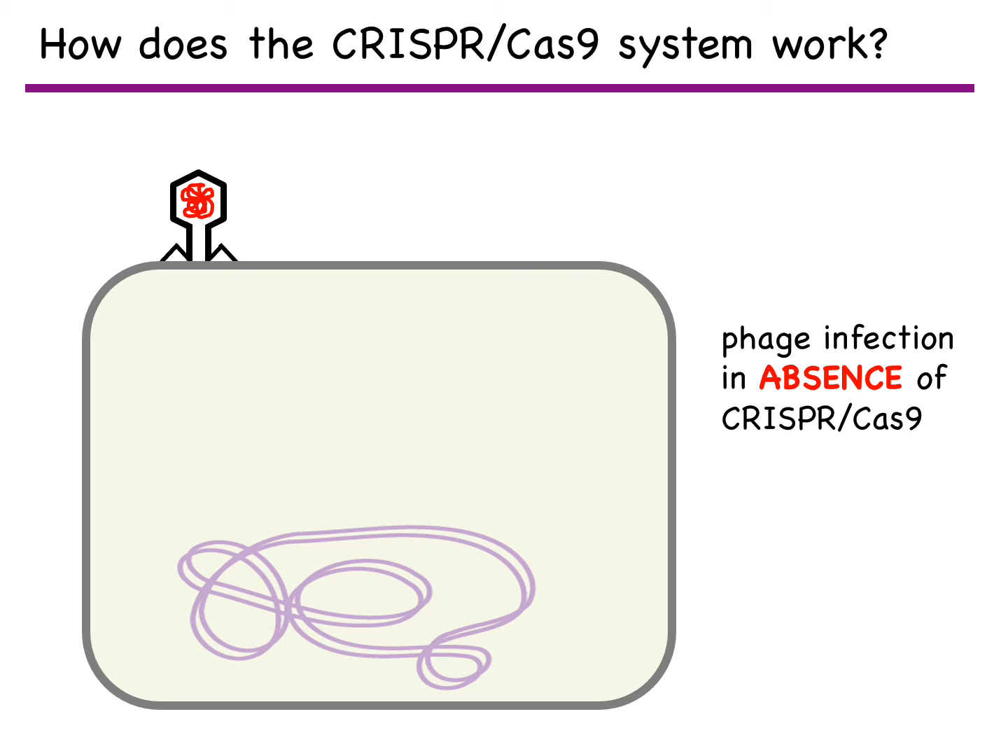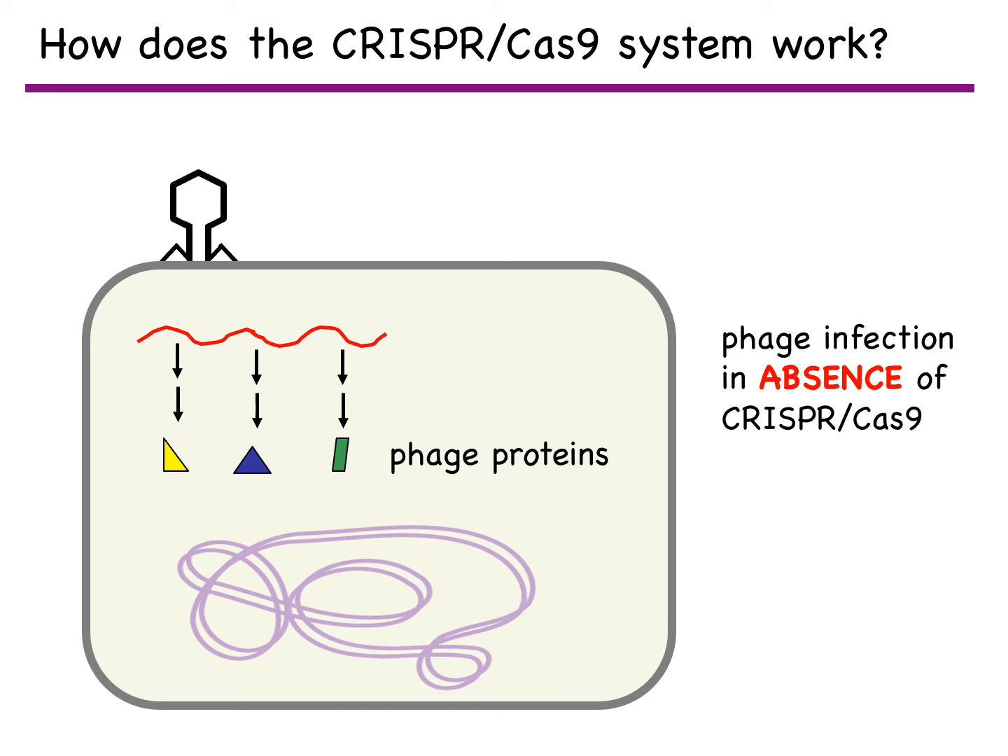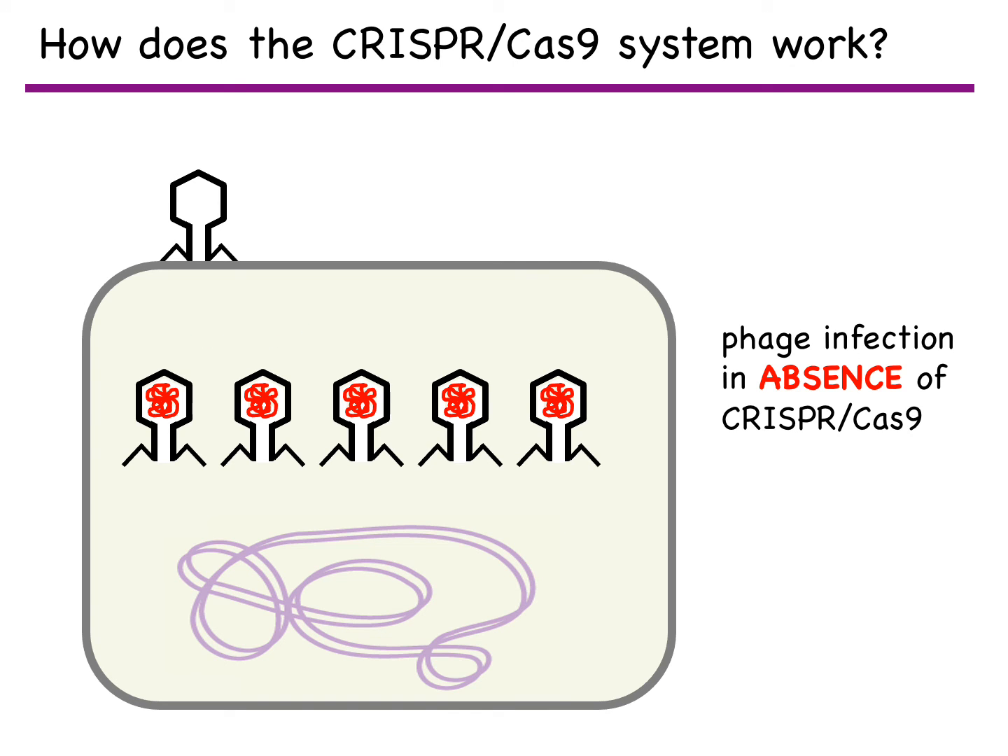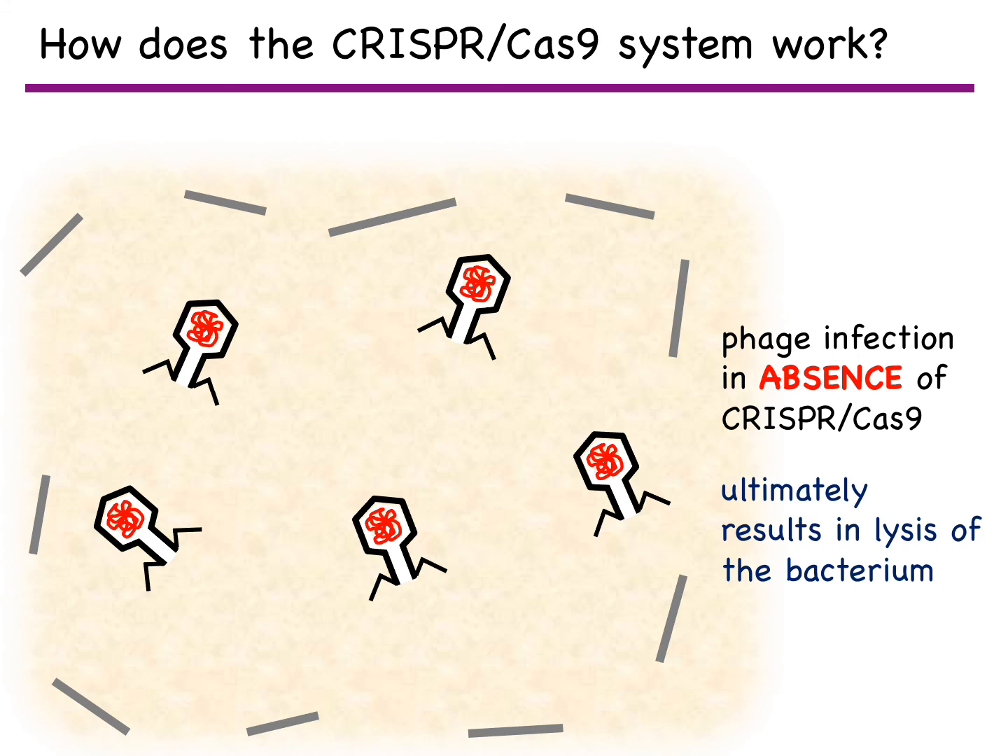What happens normally if you have a phage infection in a bacteria that doesn't have this CRISPR-Cas9 system? The phage injects its DNA inside the host, and then it usurps all the cellular machinery to start making phage products. It transcribes and translates the phage genes, makes phage proteins, and then you start to assemble new phage particles inside the bacteria. Ultimately, this leads to the lysis of the bacteria and the release of new phage particles to the environment so they can infect more bacteria. So that's what happens if the bacteria does not have the CRISPR-Cas9 system. What happens when the bacteria has the CRISPR-Cas9 system?